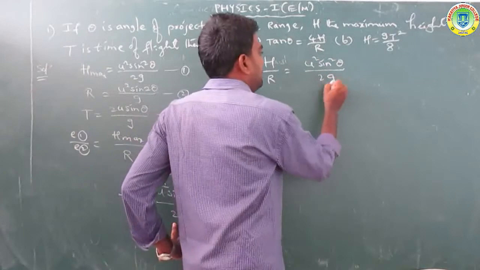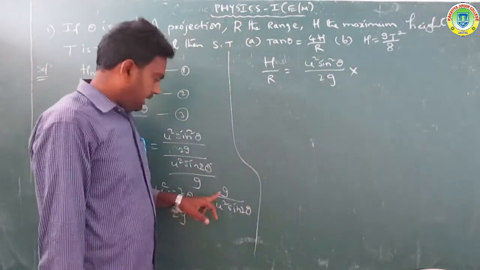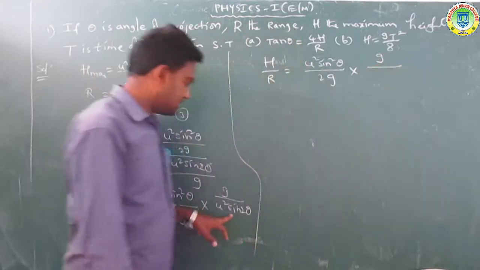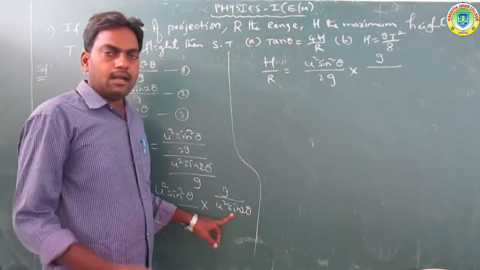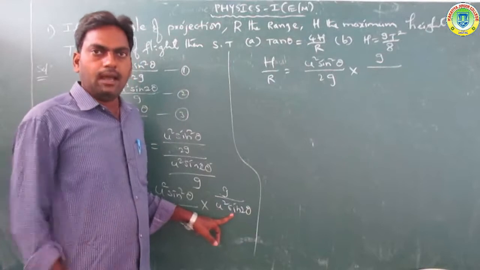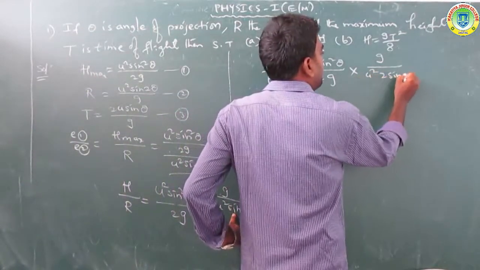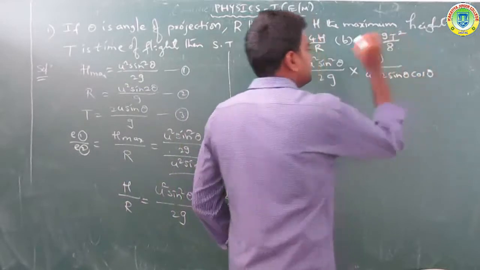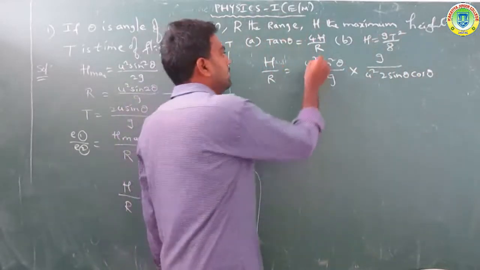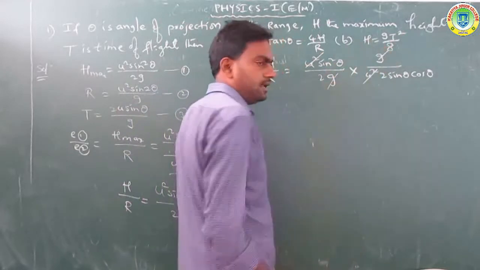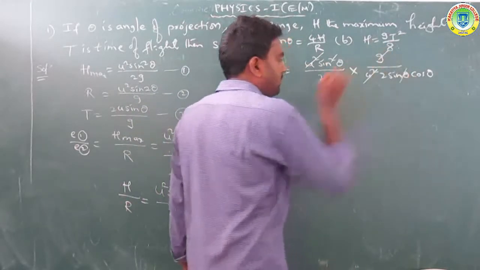Okay, so now taking g by u square sin 2 theta. Sin 2 theta we can also write as 2 sin theta cos theta. So u square times 2 sin theta cos theta. Here u square cancels and g also cancels, and one sin theta cancels.